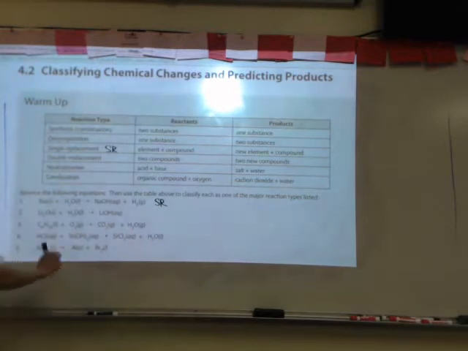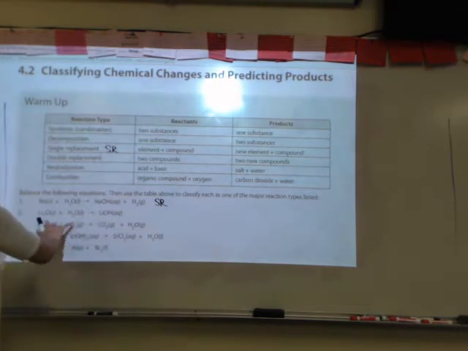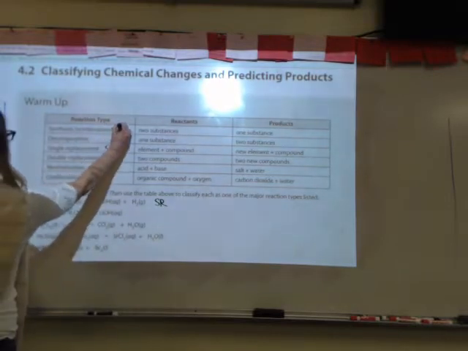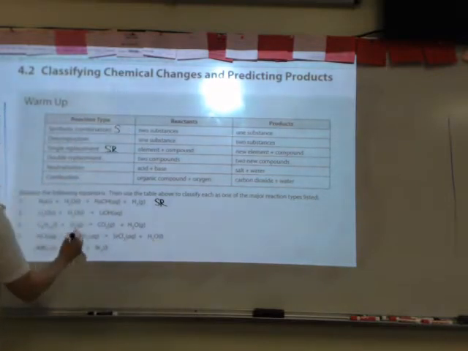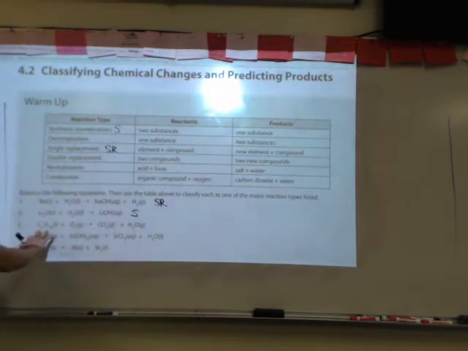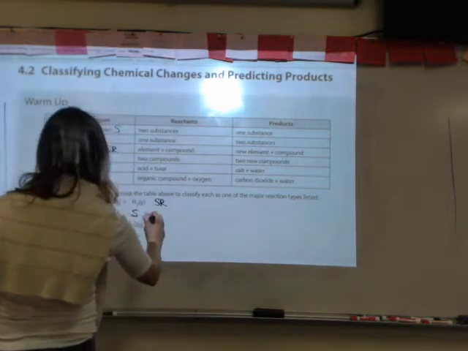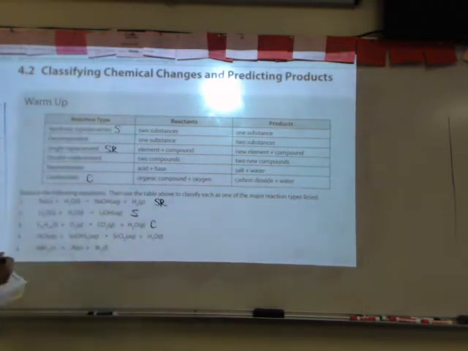For number 2, I have lithium oxide combining with water to make lithium hydroxide. So I'm bringing together two substances, so I have two reactants, and I'm making one product. So this would be a synthesis or combination reaction. So I'm going to abbreviate that with an S. Number 3, I have a compound that's made of carbons and hydrogens. This would be a hydrocarbon or an organic compound, combining with pure oxygen to make carbon dioxide and water. So this would be a combustion reaction, and I'm going to abbreviate that with a C.